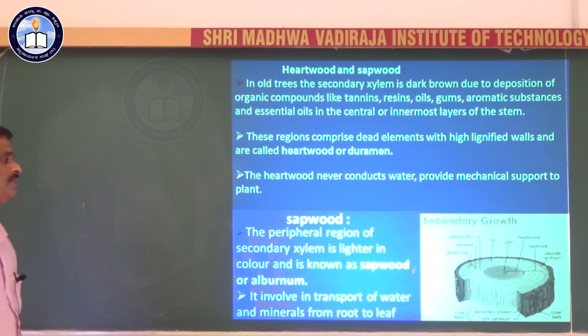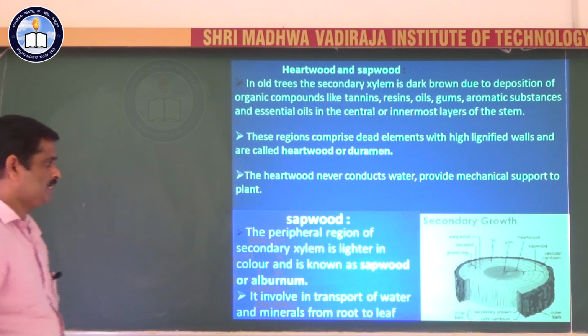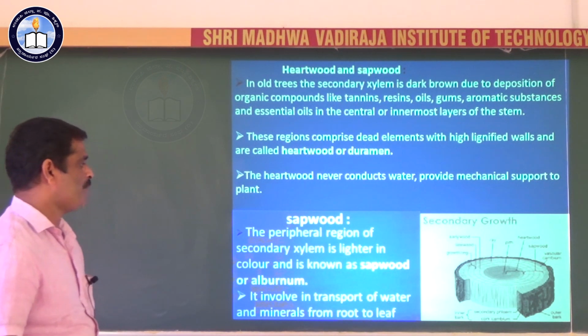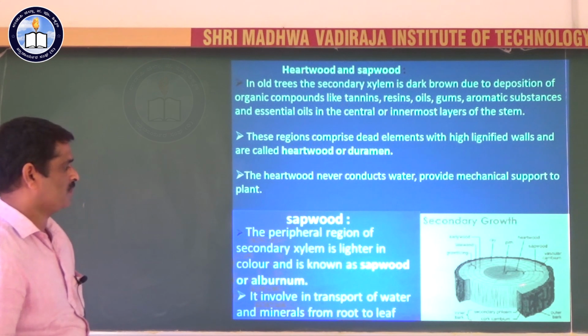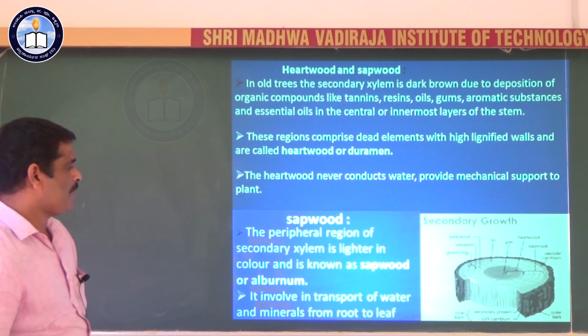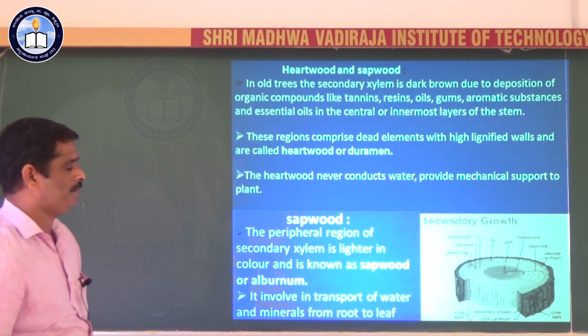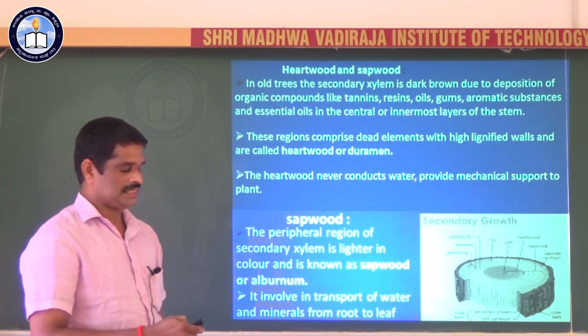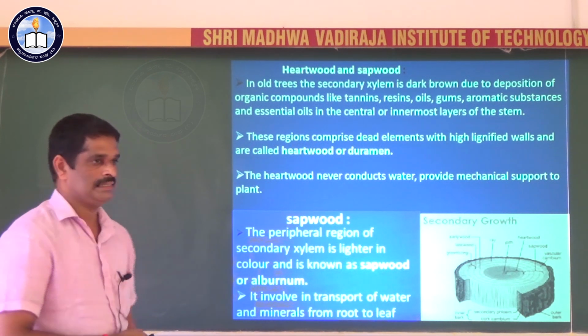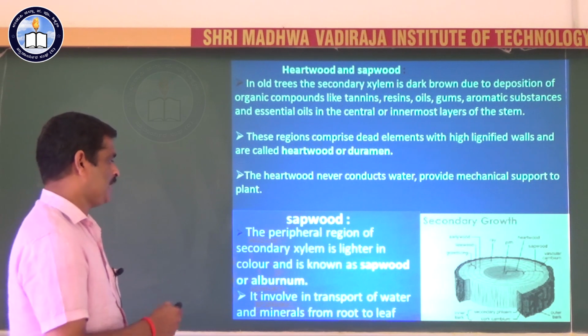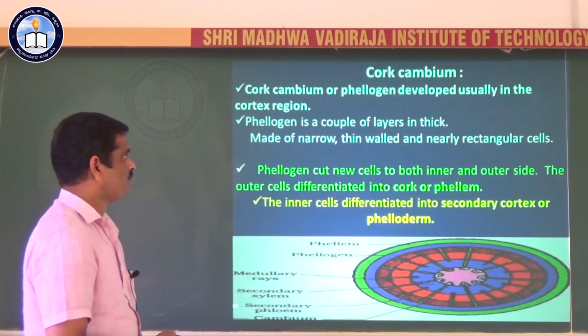The peripheral part of the wood, that is lighter in color and having lighter densities, is what we call the sapwood or alburnum. This sapwood is the functional wood, it helps in conduction of water and minerals. So this is about the heartwood and the sapwood, in other words duramen and alburnum.